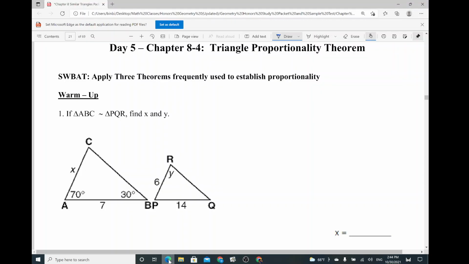So Mr. Chen again. Today it's a day 5 lesson, for chapter 8, section 8-4, Triangle Proportionality Theorem. The lesson objective today is to apply three theorems frequently used to establish proportionality. We'll talk about those types of theorems within this lesson. So let's start with the warm-up.